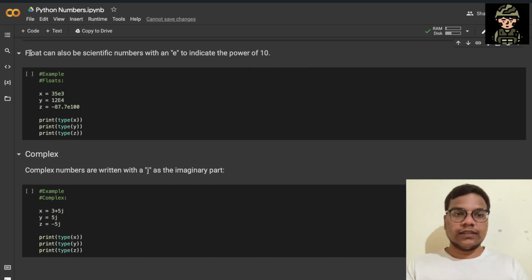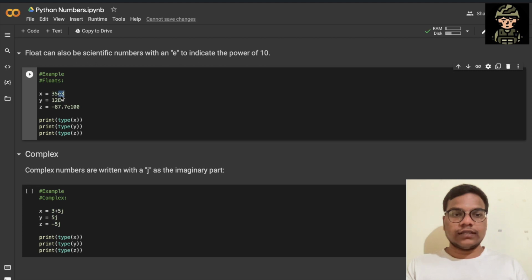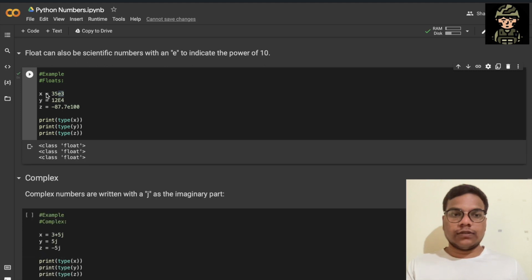Here you can see a float can also be a scientific number with an e to indicate the power of 10. We can just put e here. e to the power of something means 10 to the power of something, like e power 3 means 10 power 3, e power 4 means 10 power 4. You can write e in lowercase or uppercase, no problem. So these are all float numbers, and these are all of type float.